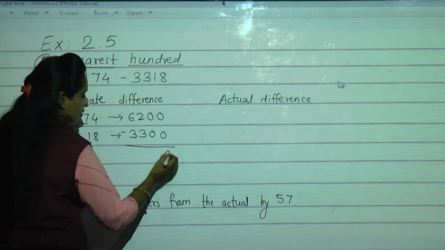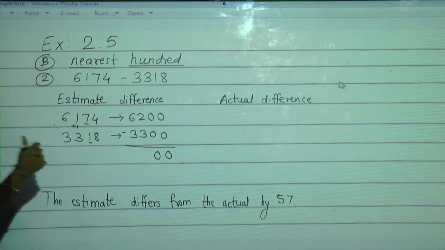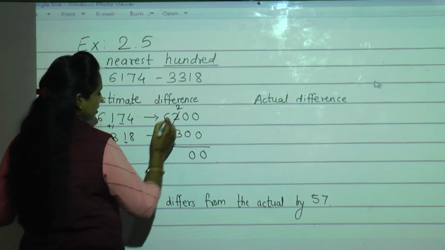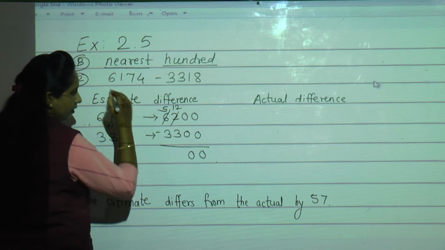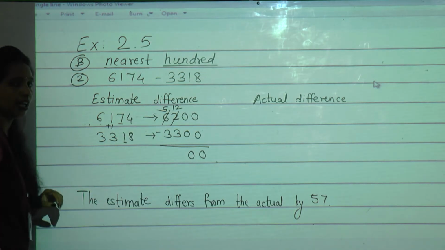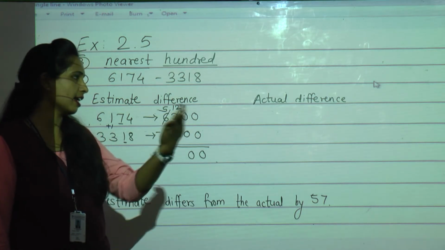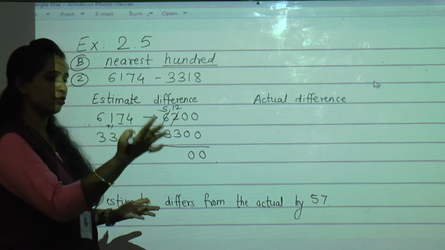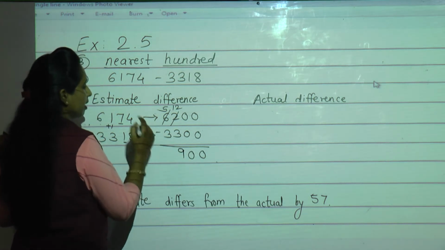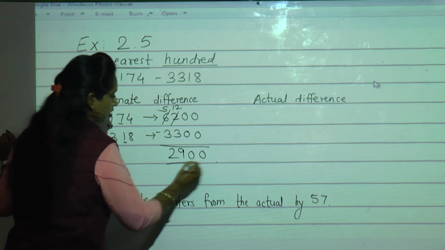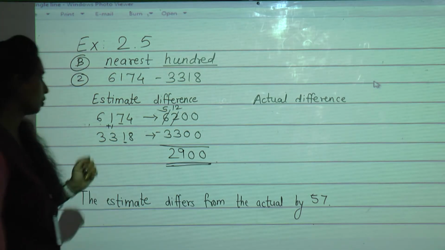0 minus 0, 0. 0 minus 0, 0. 2 minus 3, we cannot do. So cut the 2, write it as it is. Take a borrow from the neighbor. The neighbor is having 6, he will give 1, 5 will remain. Now 12 minus 3, count after 3 till 12 comes. 3 after 4, 5, 6, 7, 8, 9, 10, 11, 12. So how many fingers? 9. So right here 9. Now 5 minus 3 is 2. So this is the estimate difference. Now we will find out the actual difference.